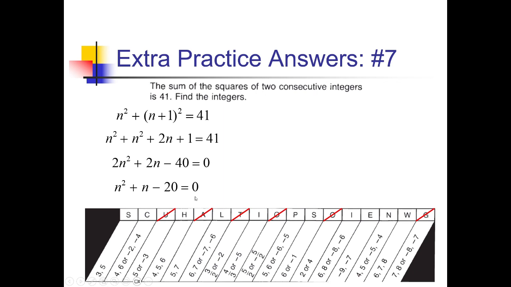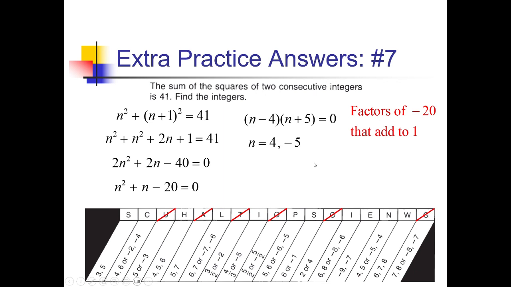So now I'm looking for factors of negative 20 that add up to 1. 1 and 20 won't work. 2 and 10 doesn't do it. 4 and 5 works if we have negative 4 and positive 5. So I'm going to write n minus 4, n plus 5 equals 0. So zeroing each of those out, we end up with 4 for that first one and negative 5 for the next one. Now I need two consecutive integers.